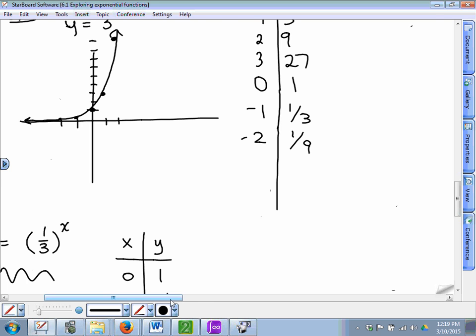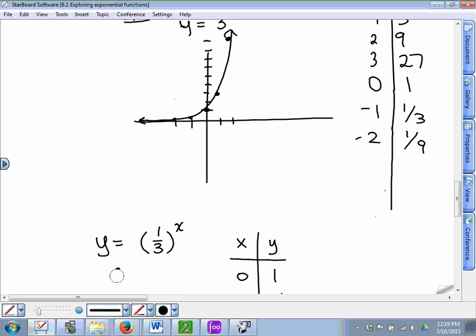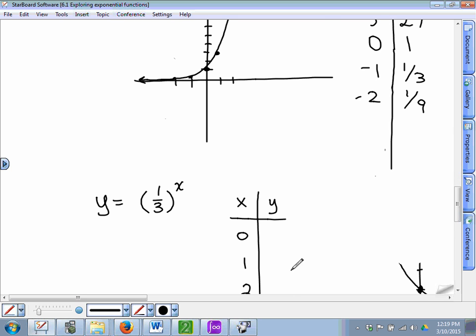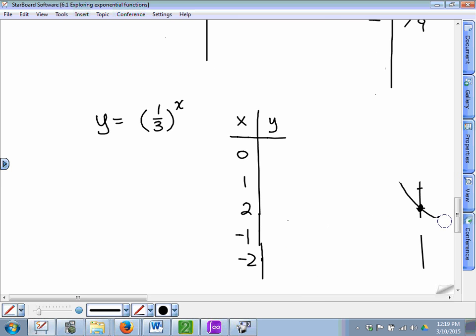So, write this equation down. One third to the power of x. True or false? You guys ready? This is a 50-50 shot if you're guessing. True or false? This equation right here that I'm circling is exponential.